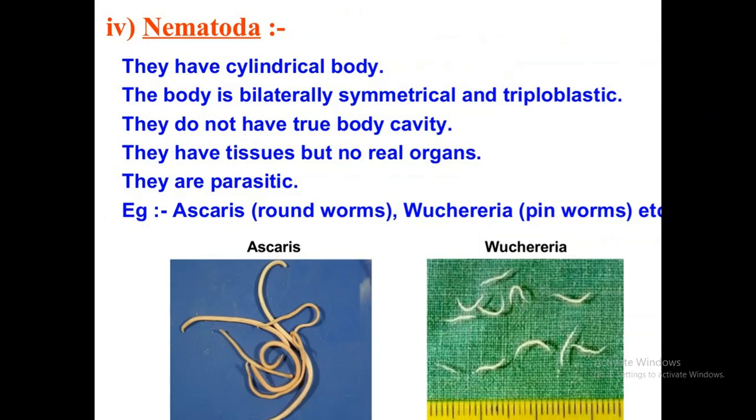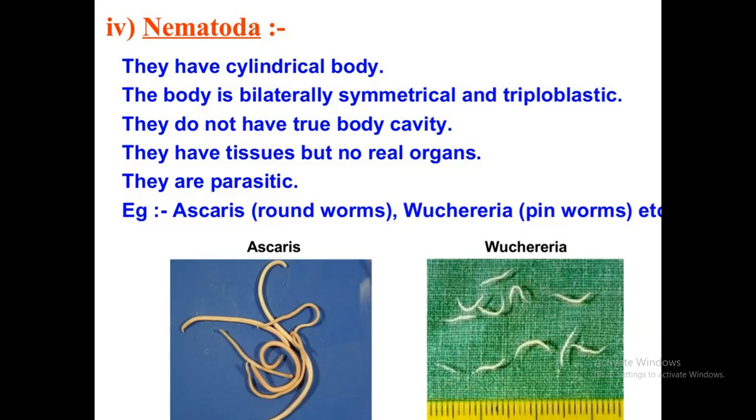Third comes the nematoda. What are nematoda? They have a cylindrical body. The body is cylindrical, bilaterally symmetrical and triploblastic. They also do not have a true body cavity. They have tissues, so from nematoda we can say that tissues have started to arise, but organs have still not developed. We have only reached tissue level organization.